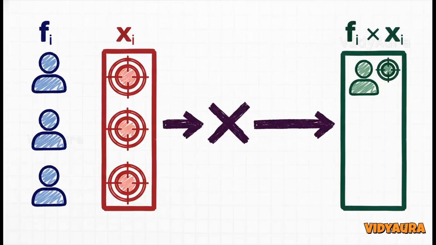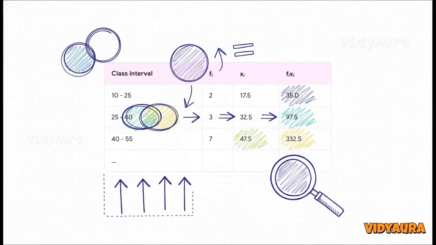All right, now comes the most important step for the direct method. Pay close attention to this. We're going to add one more column, and for this one, we're going to multiply the frequency, Fi, with the class mark Xi for each class. Let's check out the table. For that first row, we multiply the frequency, which is 2, by the class mark, 17.5. And 2 times 17.5 is 35.0. For the second row, it's 3 times 32.5, which gives us 97.5.